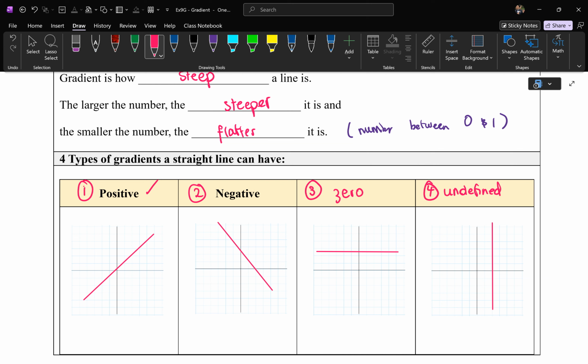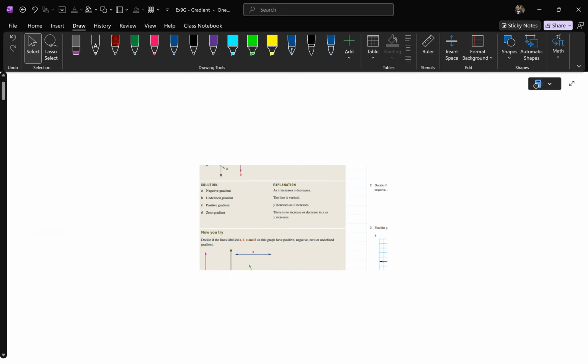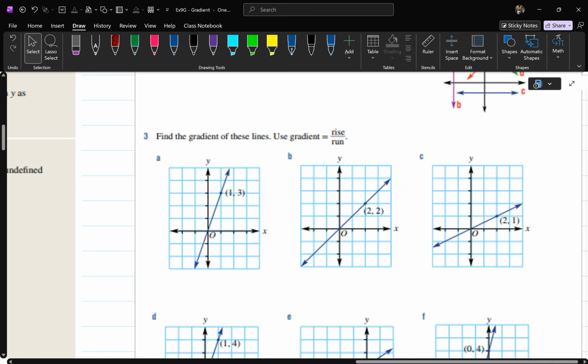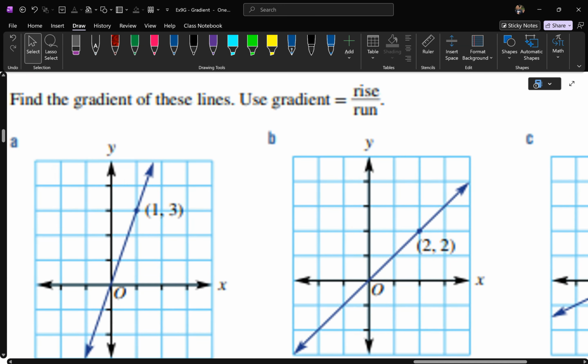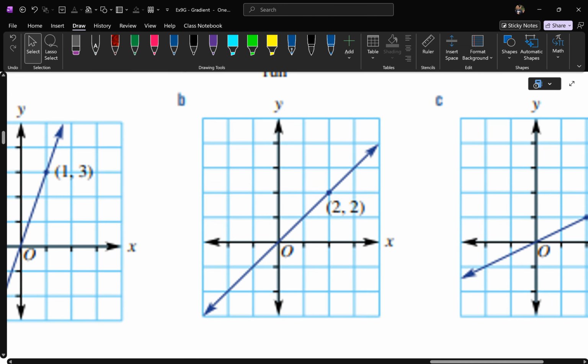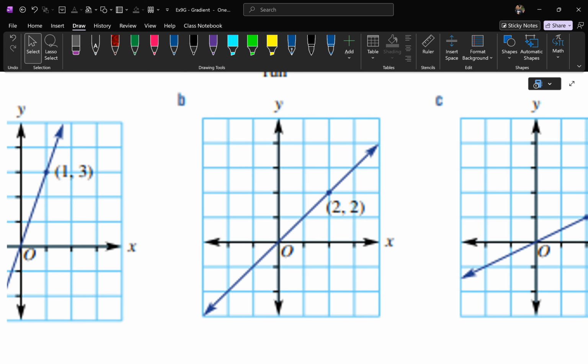All right? Now, let's test you. I'm going to flip to your exercise and I'm going to pick a couple of students to see if you can tell me which of the 4 gradients it is. Here we go. Let's have a look at this one. What type of gradient is this? Positive, negative, zero, undefined. Can I please have Charlie? Positive, correct. Hands up if you thought positive. Beautiful, that's good. So that's positive gradient.